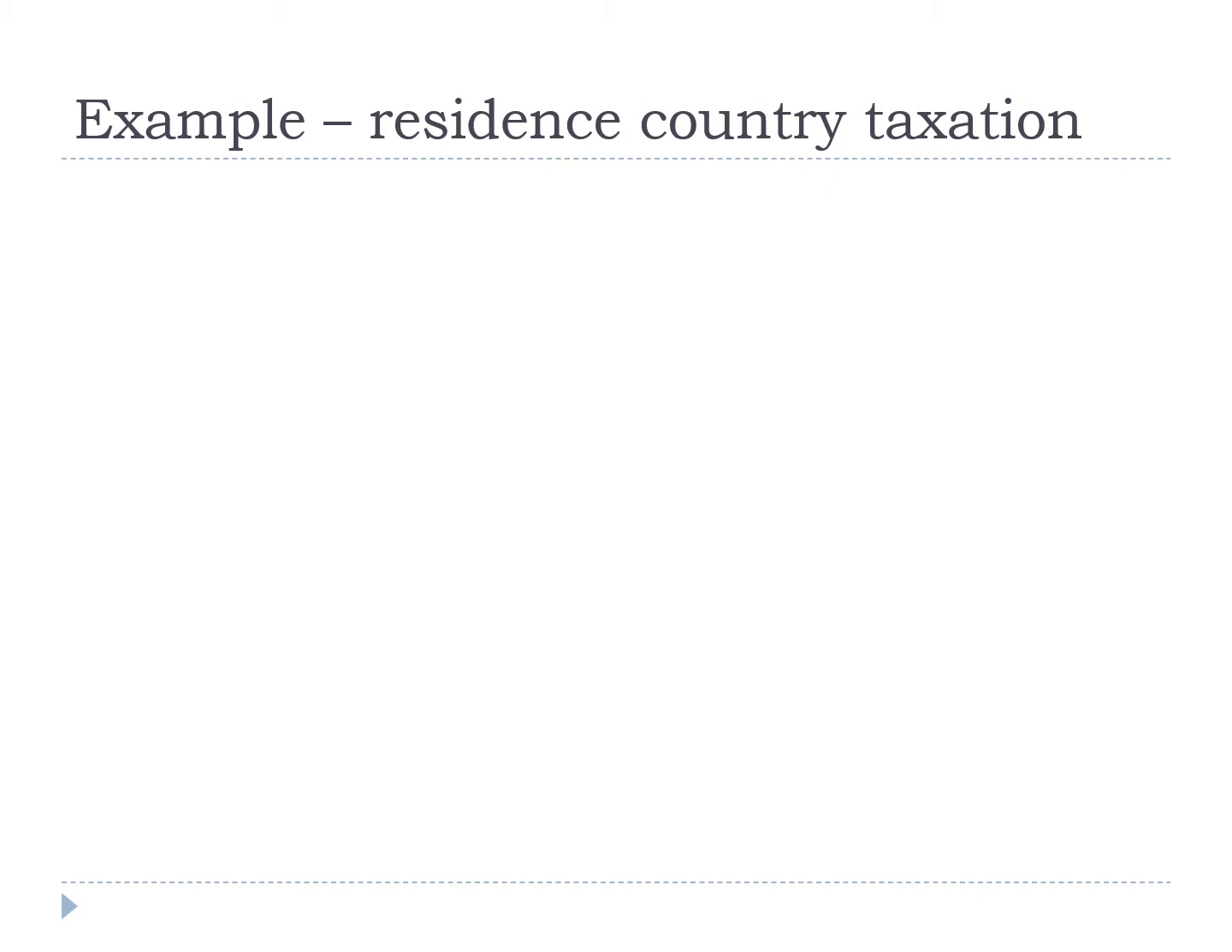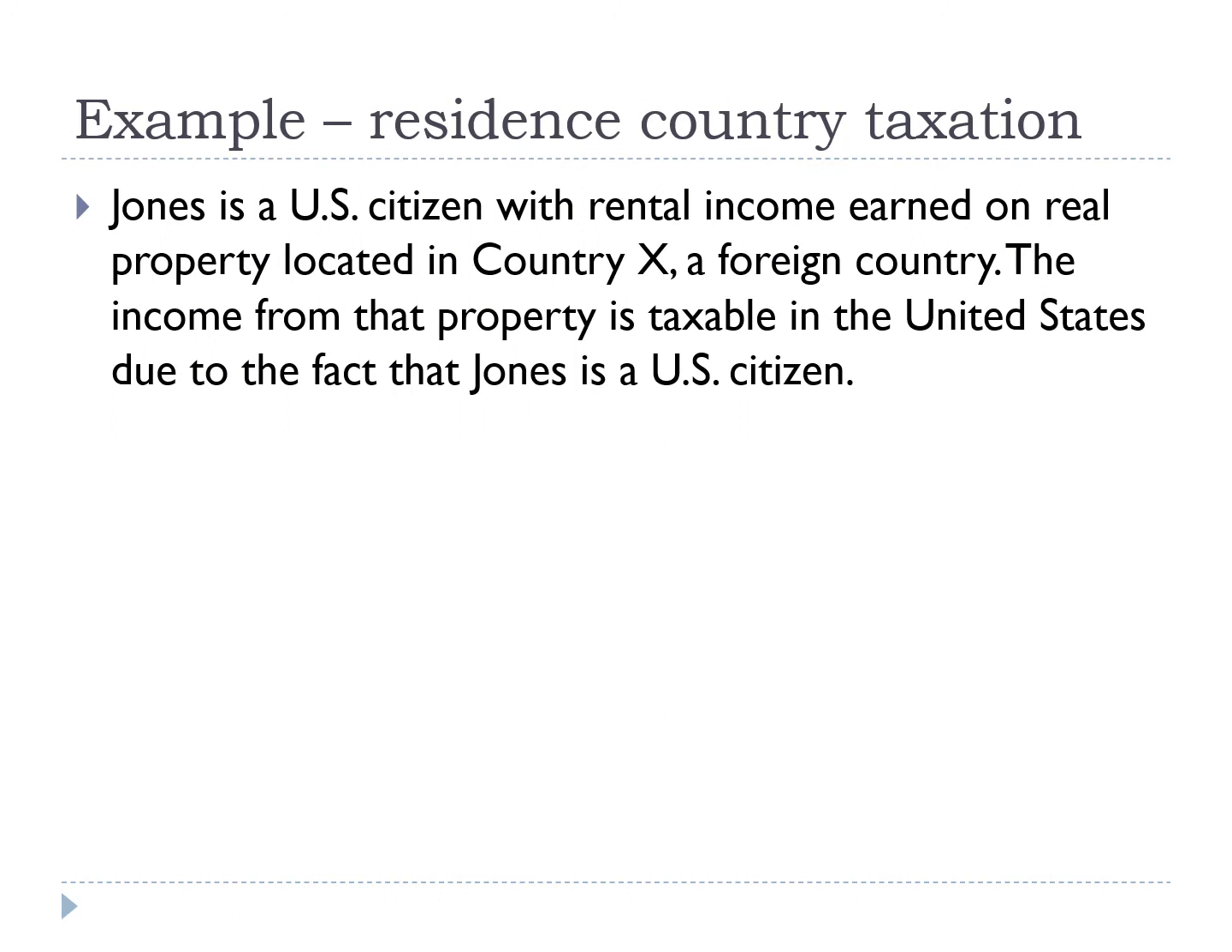Here's another example of residence country taxation. Jones is a U.S. resident with rental income earned on a real property located in country X, a foreign country. The income from that property is taxable in the United States due to the fact that Jones is a U.S. resident.